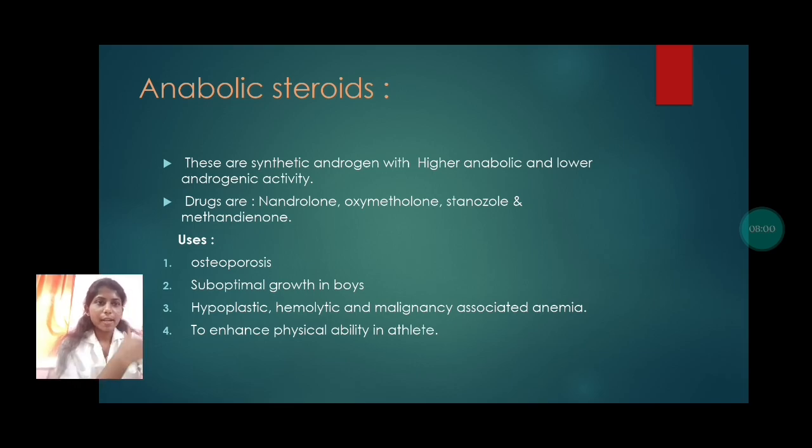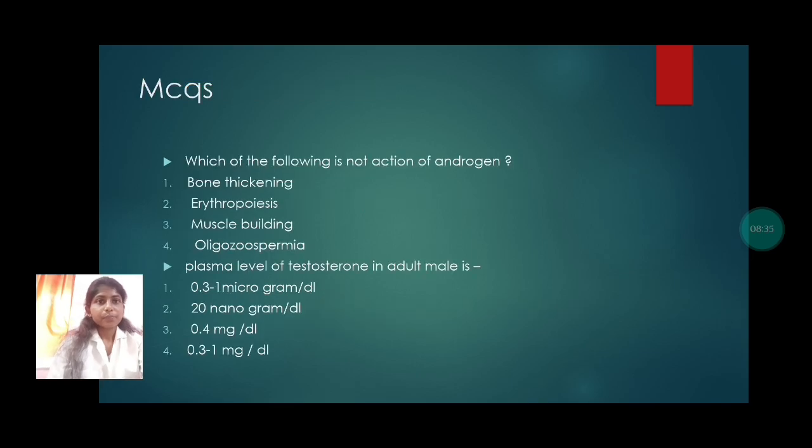What are the anabolic steroids? These are synthetic androgens with high anabolic and lower androgenic activity. The drugs include nandrolone, oxymetholone, stanozolol, and methandienone. Uses. So, what are the uses of anabolic steroids? First, they include osteoporosis, suboptimal growth in boys, and hypoplastic, hemolytic, and malignancy associated anemia. Anabolic steroids are also used to enhance the physical ability of athletes.